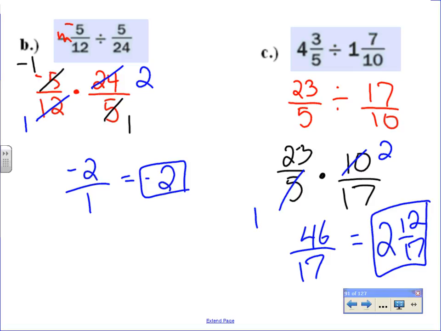Okay, any questions on those? I know there weren't a ton of examples, but it's really not that bad. As long as you remember, keep, change, flip, like Steve said. Not that bad. Okay, let's do the word problem and then the closing. We're going to do this together.